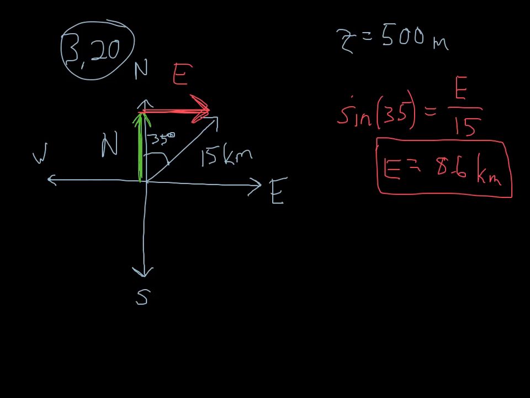Then we can write cosine. Cosine of 35. Cosine is the adjacent side. What side is adjacent? North. North side. What side's hypotenuse? How big? 15. Solve this for north and you will find 12.3 kilometers.